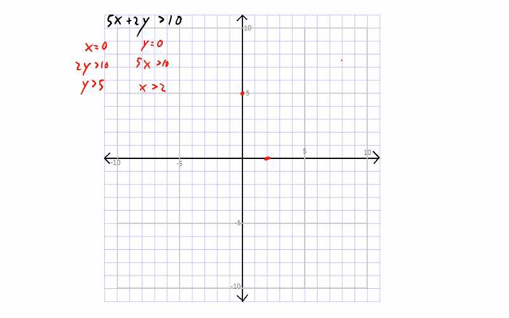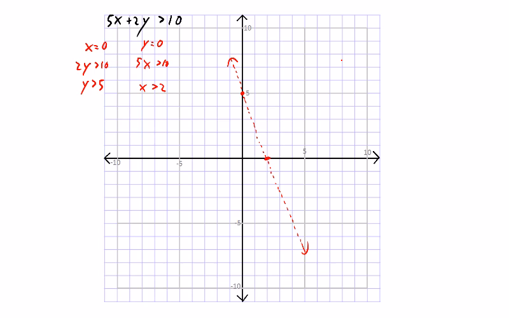So I can quickly sketch in a line, and I'm going to put in a dotted line because this inequality does not include points on the line. If there was a greater than or equal to sign instead of a greater than sign, then we would include the line and make it solid.